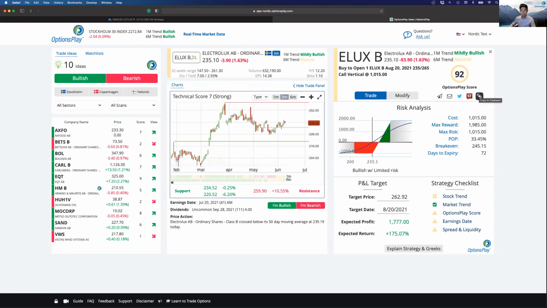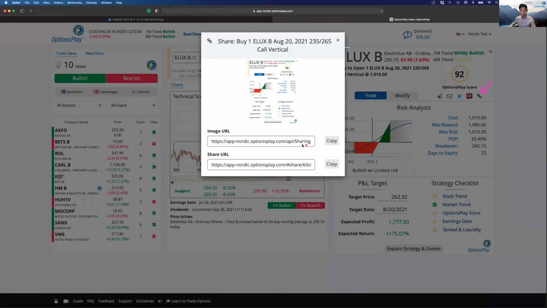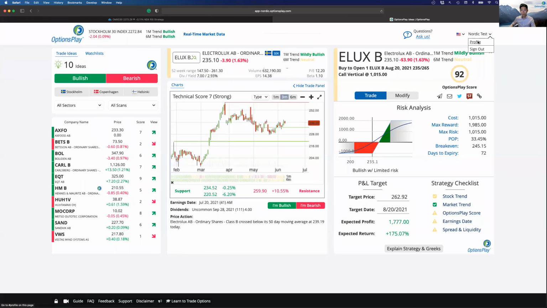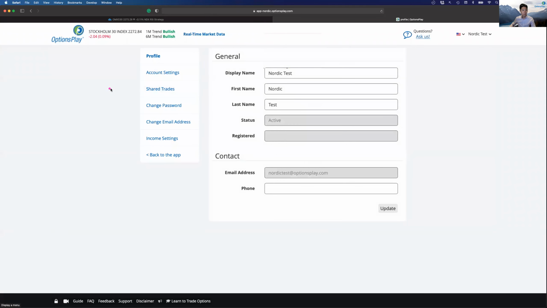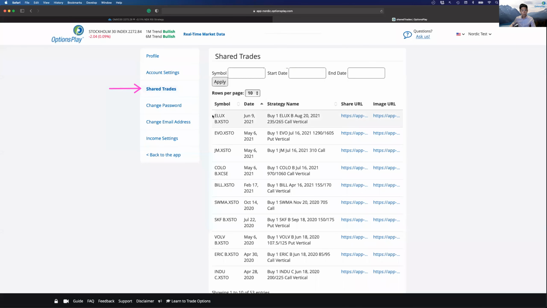So if I save this particular trade, when I click on that link button here, it saves the trade and generates both a URL link and a share link. Now, you can see these links in your profile. So for example, when I go to my profile, you're going to see a section here called shared trades. And when you click on the shared trades button, it'll have all of the trades that you had previously saved or shared.